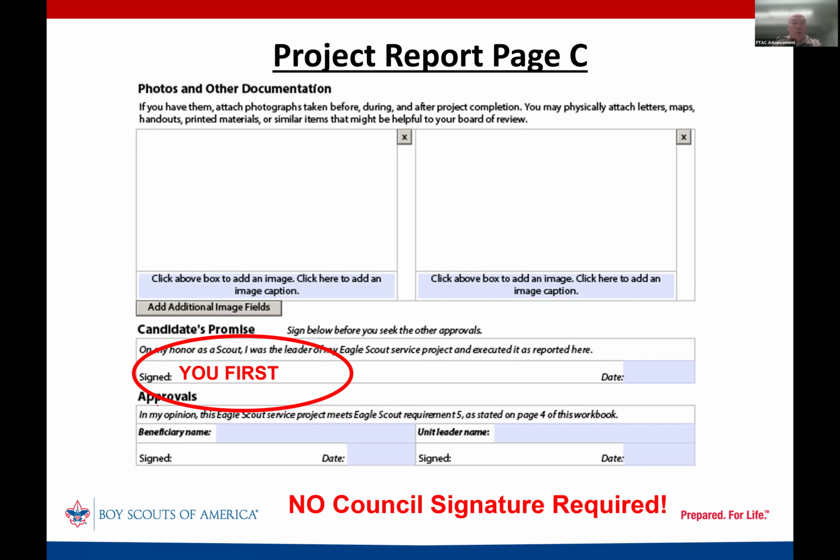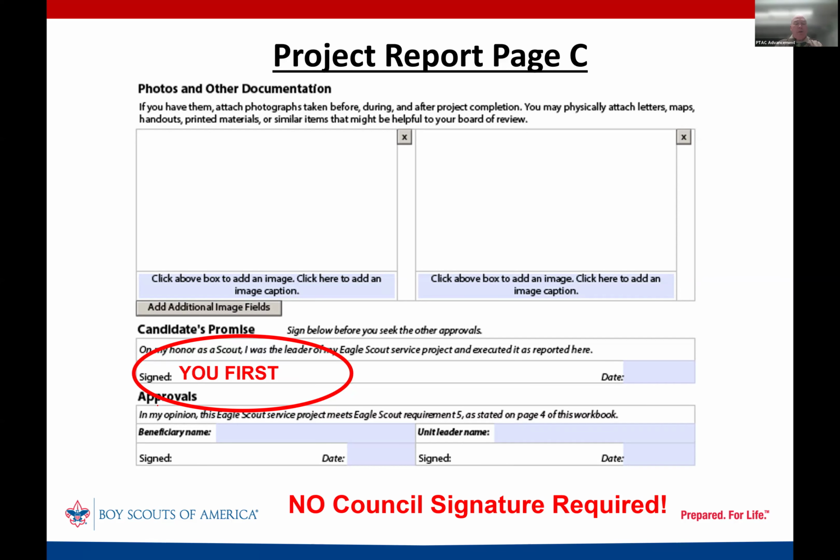All right. So the first thing is that there's an approval section where the Eagle candidate, the scout, signs in there. And they say, yes, I was the leader of the service, Eagle Scout service project requirement and executed it as reported here. So basically saying, yeah, this is what I did.